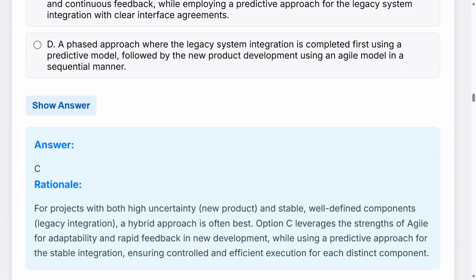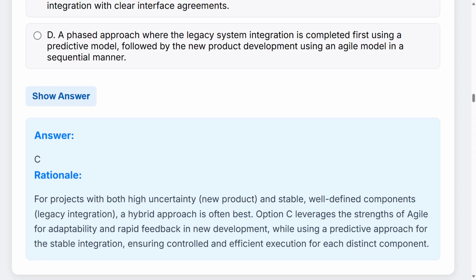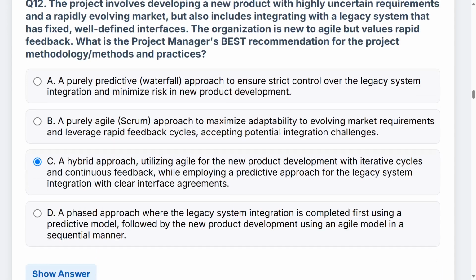And here's the rationale. For projects with both high uncertainty, new product, and stable, well-defined components, legacy integration, a hybrid approach is often best. Option C leverages the strengths of Agile for adaptability and rapid feedback in new development, while using a predictive approach for the stable integration, ensuring controlled and efficient execution for each distinct component.